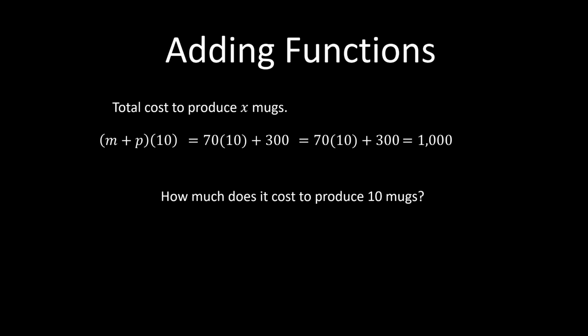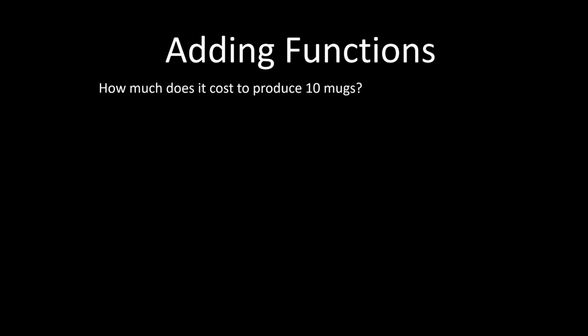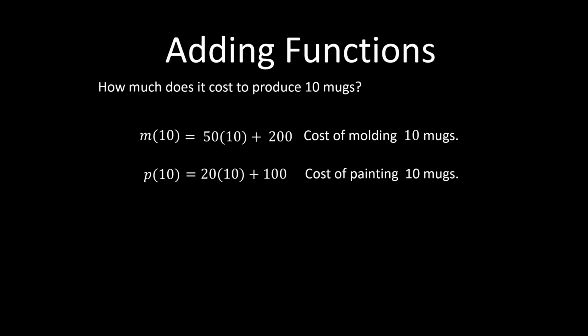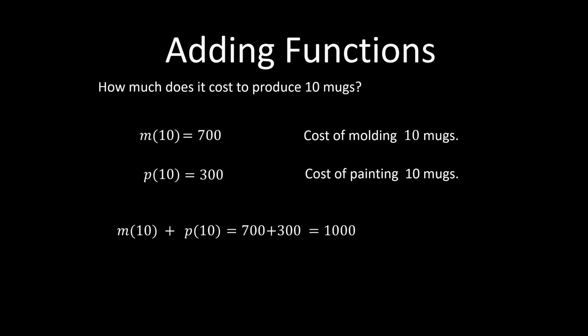We can check this by computing the cost of molding and painting separately. By adding these results, we get the answer 1000, which is the same value when we use the sum expression we obtained earlier.